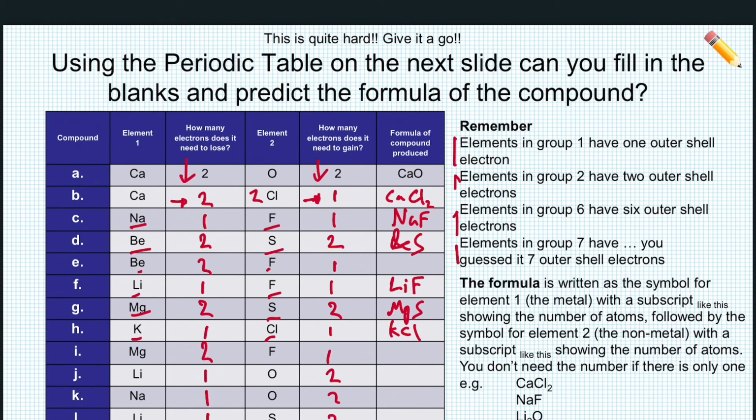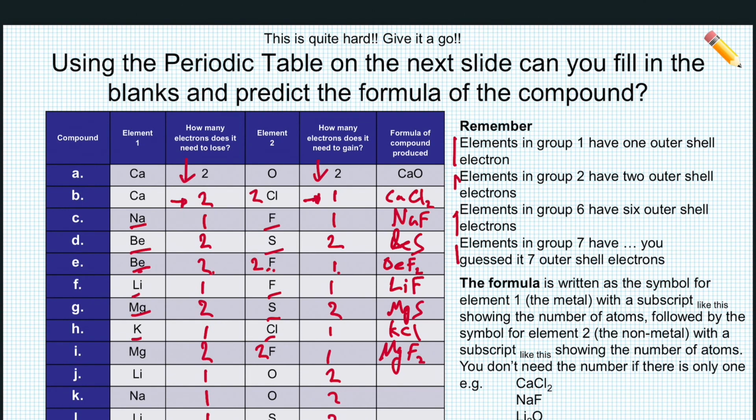Same here with beryllium and fluorine. Be, beryllium, because we write the metal first, and that's got the number 2 associated with it. F, fluorine. Well, there's only a 1 there, so we need 2 of those. So BeF2. Okay. Next one, same again. We need 2 fluorine atoms for 1 magnesium atom. So we get MgF2, magnesium fluoride.